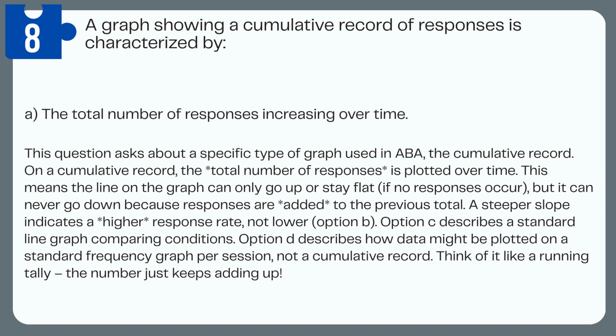A steeper slope indicates a higher response rate, not lower. Option B. Option C describes a standard line graph comparing conditions. Option D describes how data might be plotted on a standard frequency graph per session, not a cumulative record. Think of it like a running tally. The number just keeps adding up.